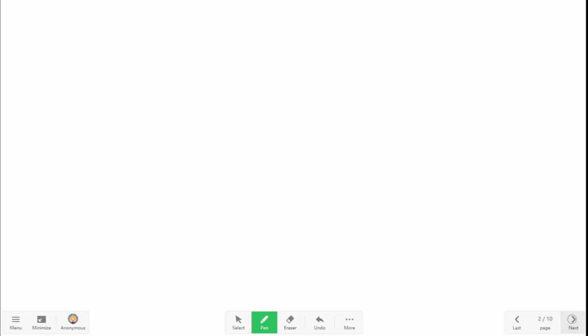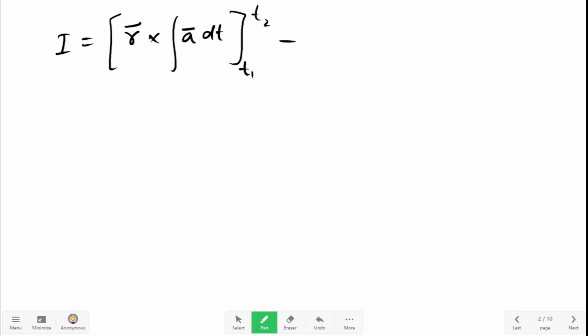Therefore we have I is equal to first vector cross integral of second vector within the limits t1 to t2, minus integral of derivative of first vector cross integral of second vector. Then you have to integrate this.